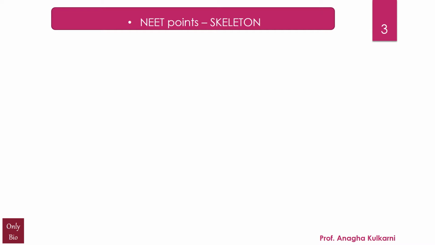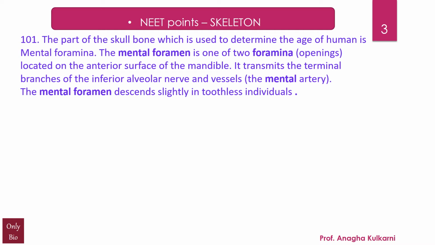Let's begin with point number 101. The part of the skull bone which is used to determine the age of humans is mental foramina. The mental foramen is one of the two foramina, that is, openings located on the anterior surface of the mandible. This transmits the terminal branches of the inferior alveolar nerve and vessels, which is the mental artery. The mental foramen descends slightly in toothless individuals.